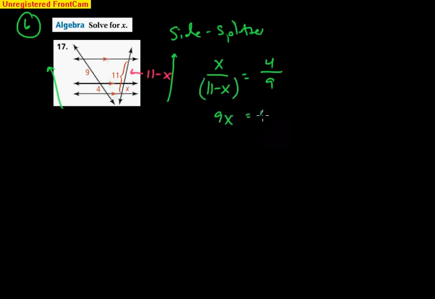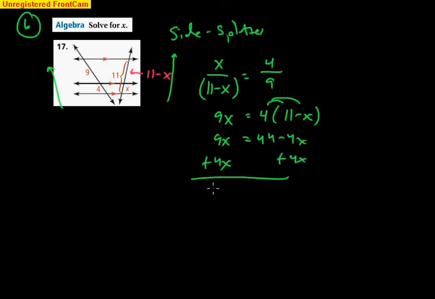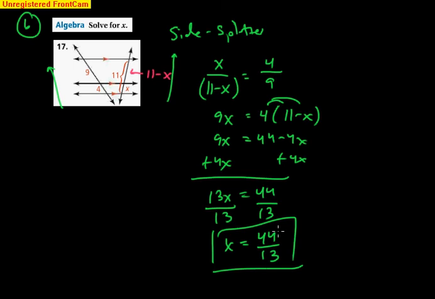This is a binomial. I'll put in parentheses. 9x equals 4 times 11 minus x. We'll distribute the 4. 9x equals 44 minus 4x. I will combine my x's by adding 4x to both sides. 13x equals 44, and we'll divide by 13. That does not simplify, so that's a good answer. 44 13ths. And that's the value of x in this problem.